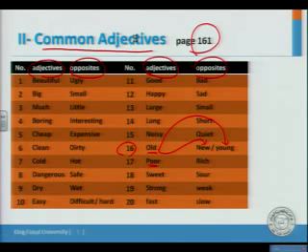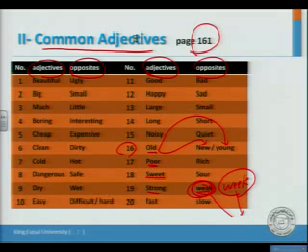Then 17, poor, rich. Sweet, the opposite, sour. Strong, weak. And by the way, keep this in mind: weak, you see weak, has the same pronunciation as week, but written like this. Week means 7 days, but here weak means the opposite of strong. Weak, ضعيف, week, أسبوع. Number 20 here, fast and slow. The opposite of fast is slow.